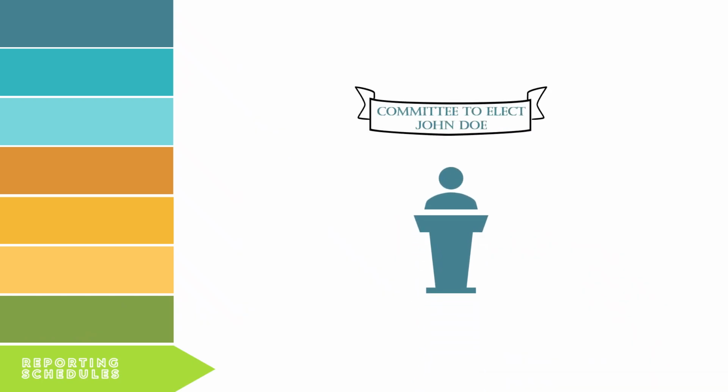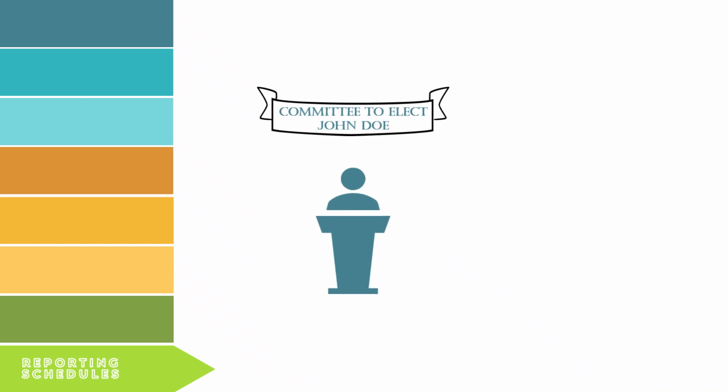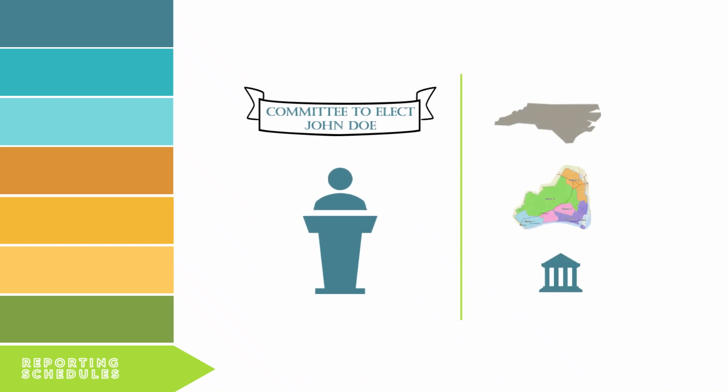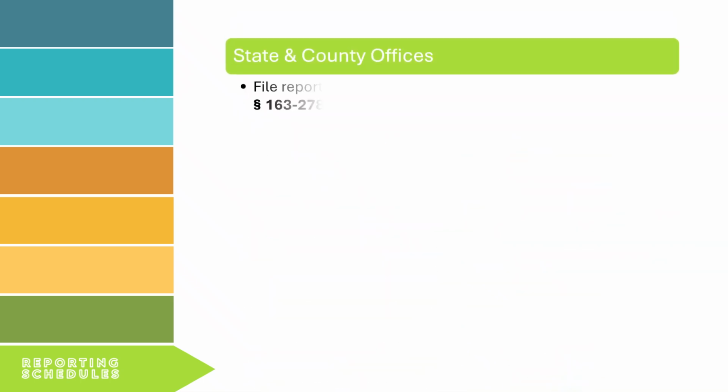If you're running for office, your reporting schedule depends on the type of office you're seeking: state, county, or municipal. For state and county offices, you'll file disclosure reports according to North Carolina General Statute 163-278.9.